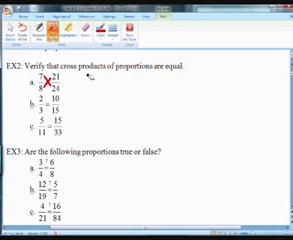Yeah. We verified it. That's all that means. Verify, just show that they are equal. The second one. 3 times 10 is 30. 2 times 15 is 30. These two things must be equal then.